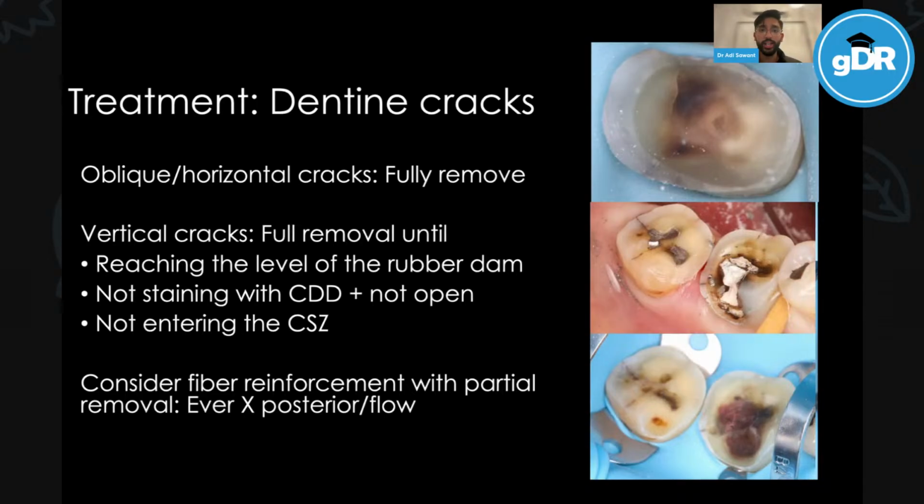One other thing people do with cracks that are entering that central stop zone inside the removal endpoints, closer to the pulp, is place a fiber reinforcement, whether that's Ribond, Everex Posterior, or Everex Flow. The fiber lengths are a bit different. I use it sometimes, not too much. It's not really essential.